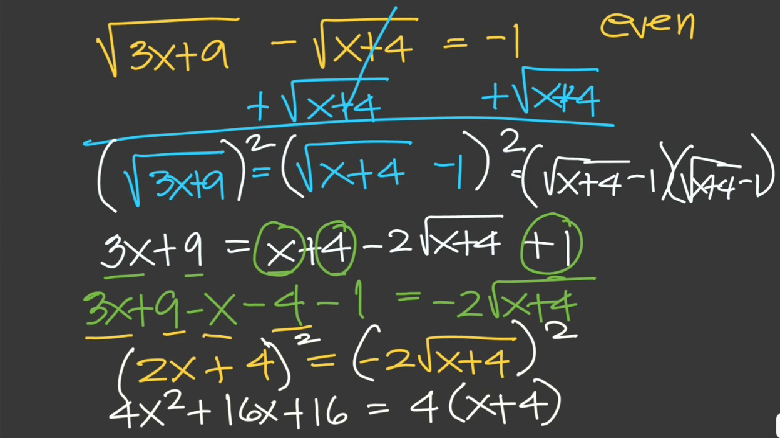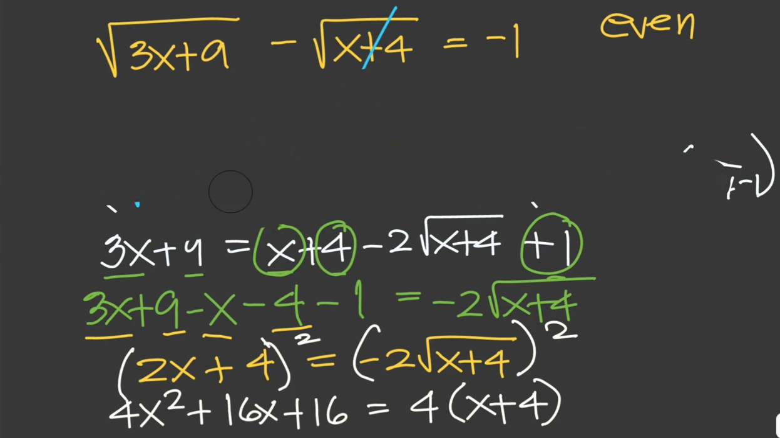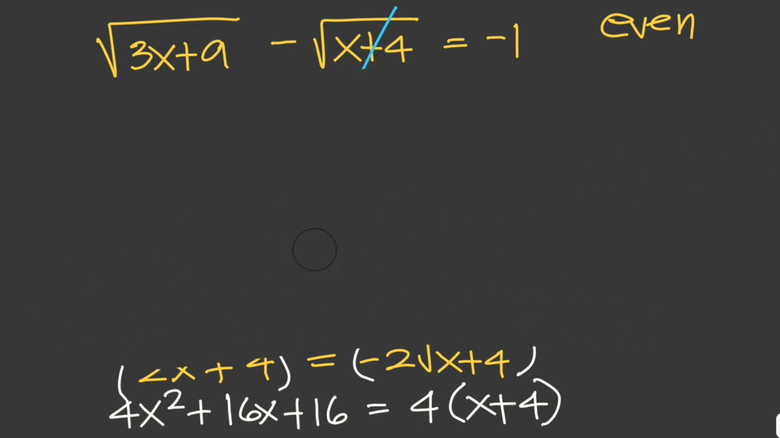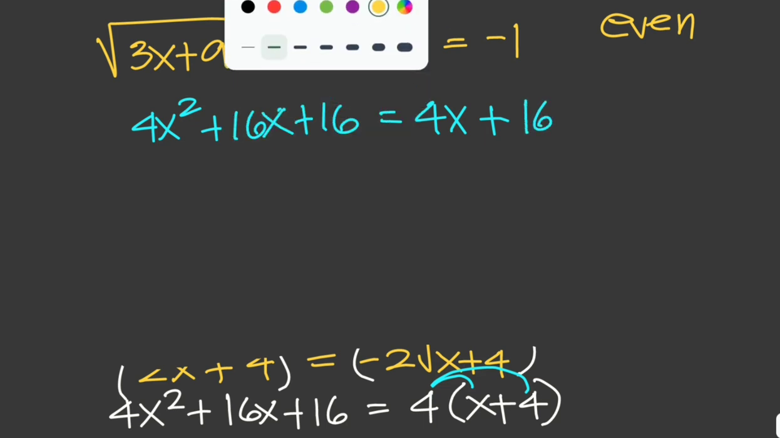Then we further simplify that. So we have 4x squared. Let's just copy that here. 16x plus 16 equals 4 times x plus 4. So we distribute 4 to x plus 4 here. 4 times x is 4x plus 4 times 4 is 16. And then we combine like terms.